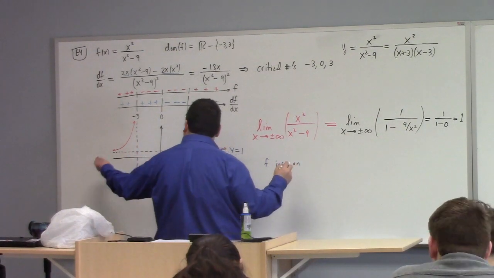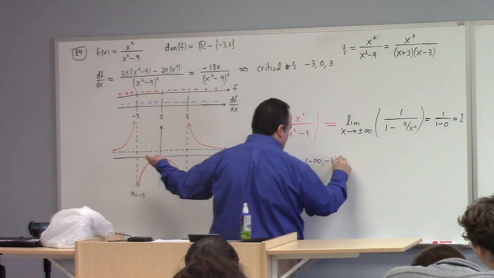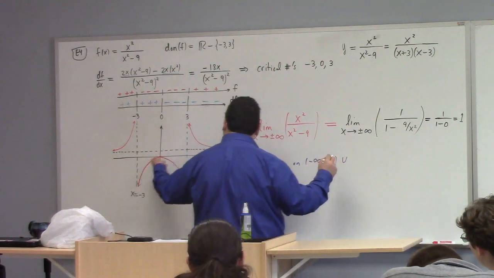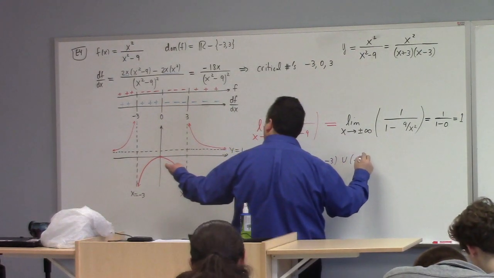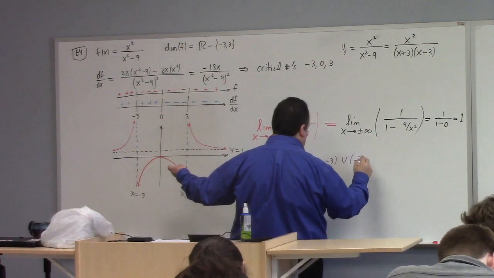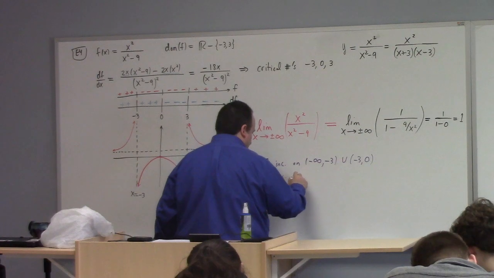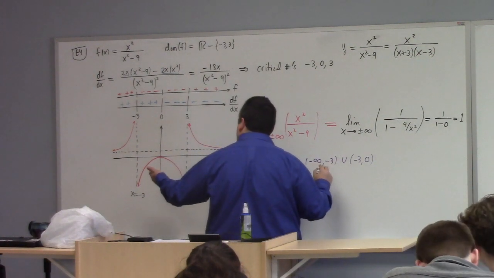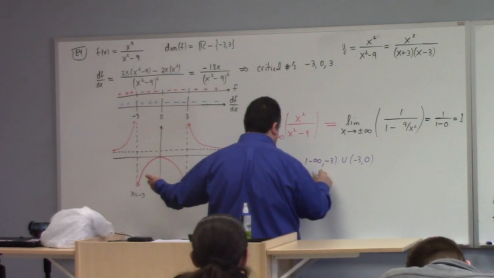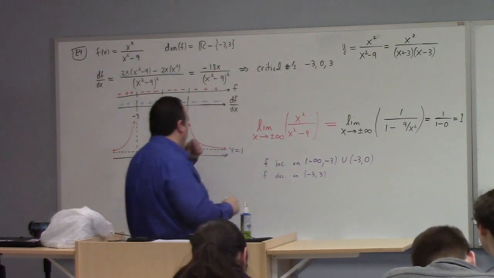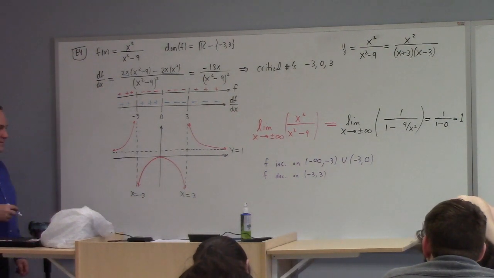Let's see here. It's increasing on minus infinity to minus 3, union with minus 3 to, wait a minute, oh, minus 3 to 0, right? And it's decreasing on, where was it? Basically minus 3 to 3, I think. We don't have to exclude 0, we don't have to exclude 0.